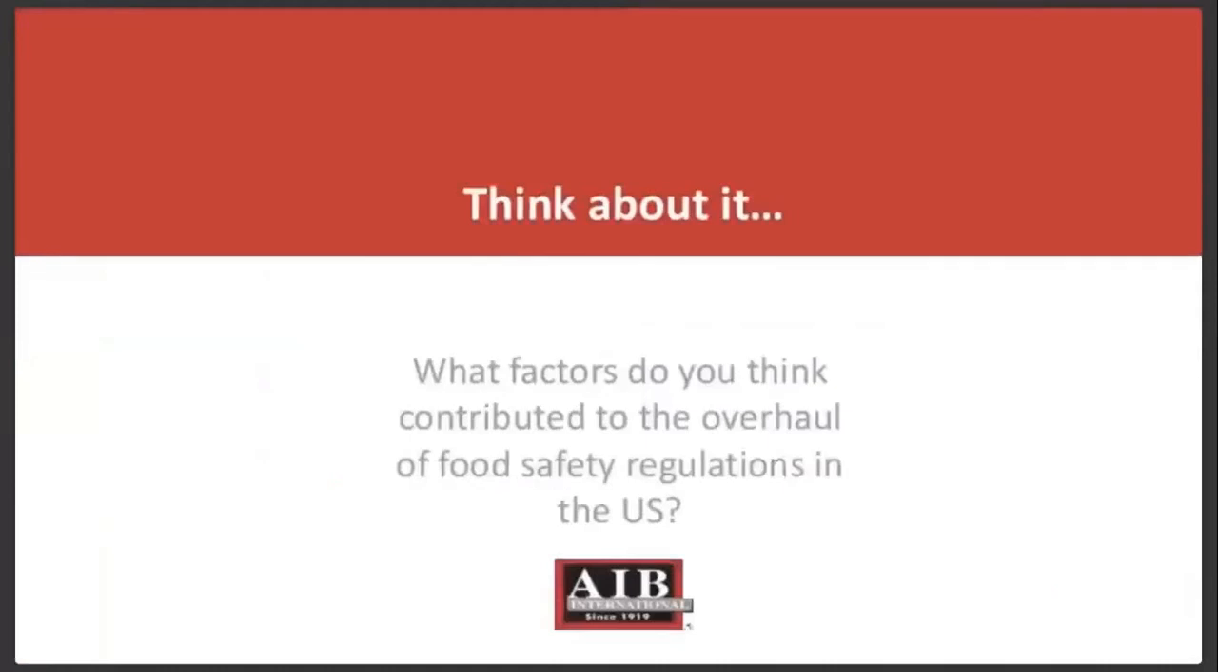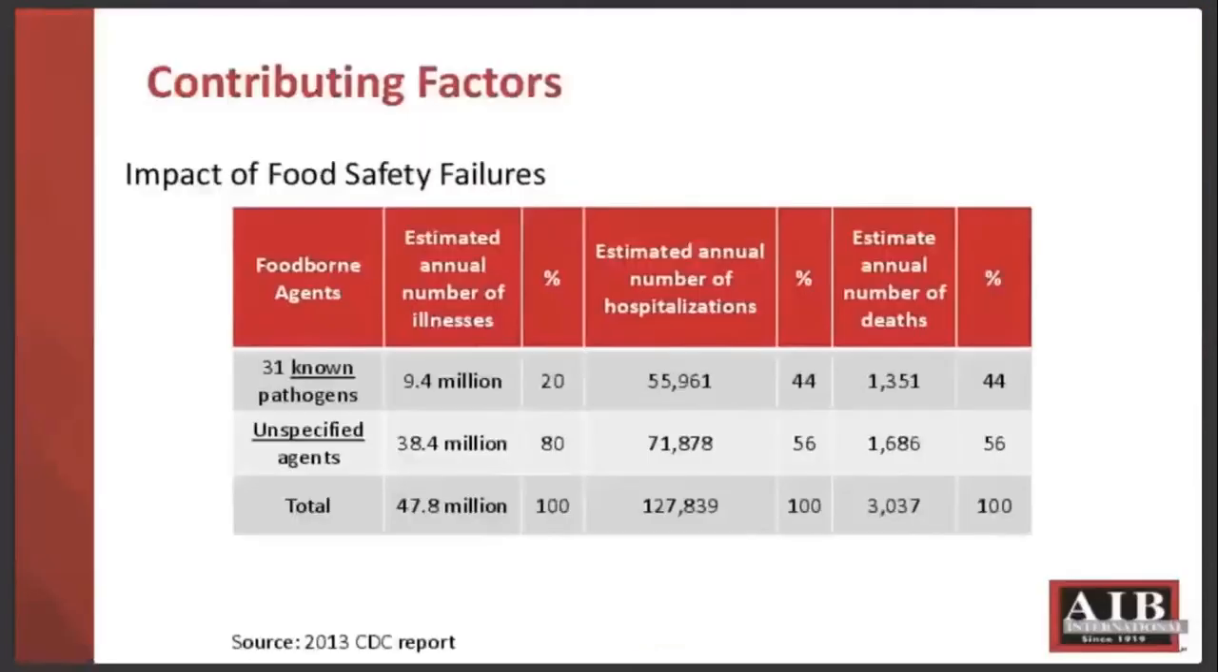Okay, so just take a second and think about it. What factors played a role? What do you think contributed to the overhauling of the food safety regulations in the United States? FSMA is a sweeping change in over 70 years to food safety. So what pushed that? What contributed to having those rules overhauled? Well, let's take a look at some numbers.